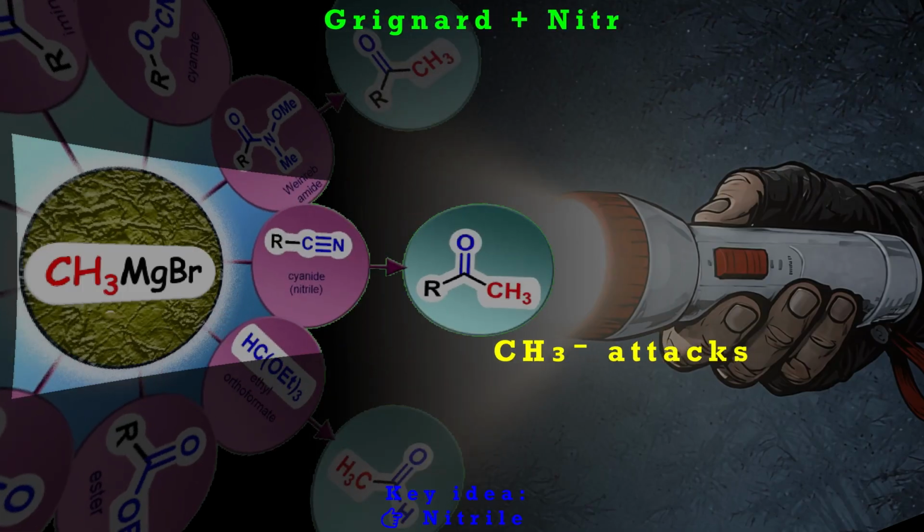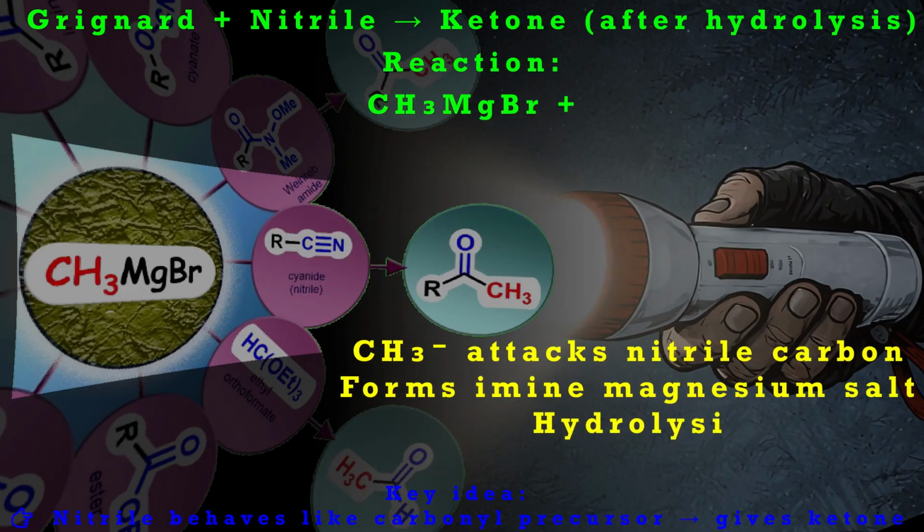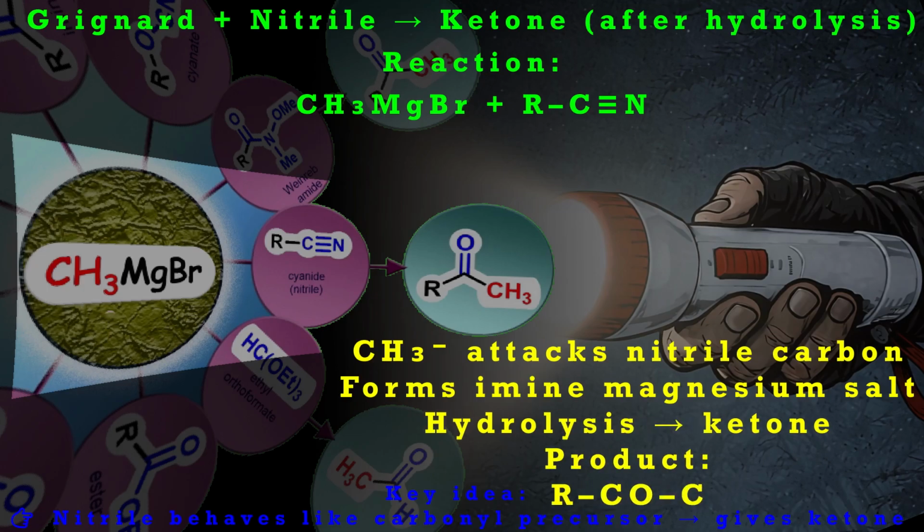Reaction 3. Grignard plus nitrile gives ketone. Next, reaction with a nitrile. The Grignard attacks the nitrile carbon, forming an imine intermediate. After hydrolysis, this converts into a ketone. Key idea: nitriles behave like carbonyl precursors.